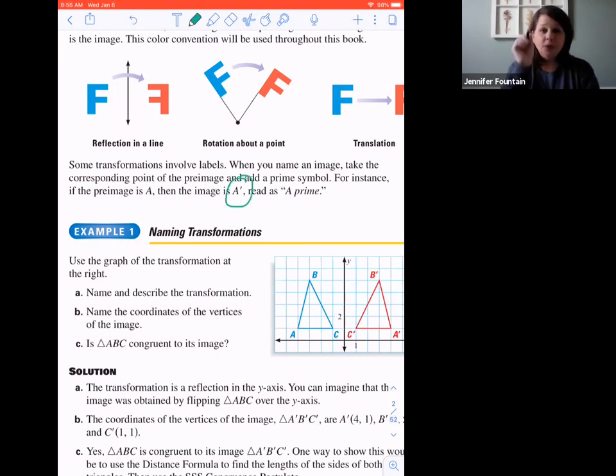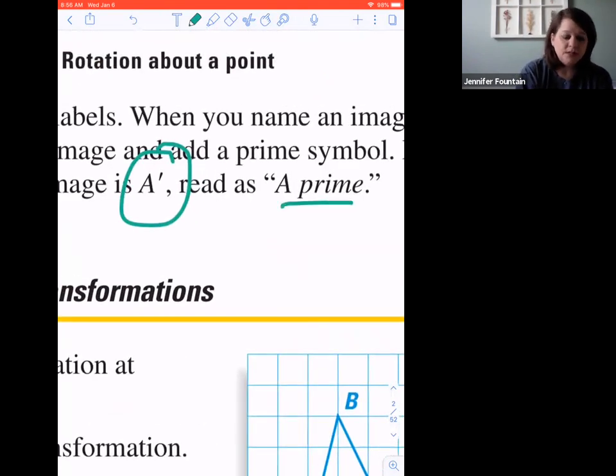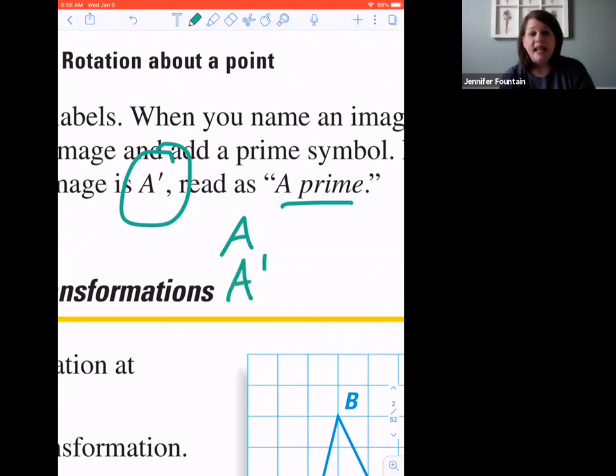So that prime symbol looks kind of like an apostrophe. And so I read it as A prime. Basically my original, or my pre-image, would be A, and then my image we call A prime. So I know it started out as A, but I know it's made some kind of change that's made it a little bit different, okay? That's how I can tell the difference between the pre-image and the image, because one is labeled A and one is labeled A prime.